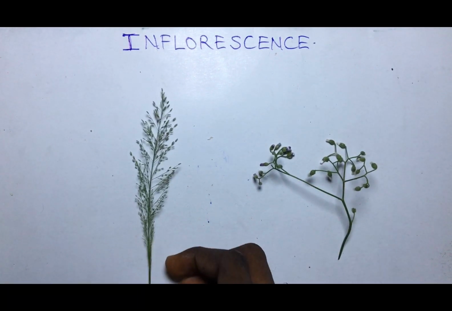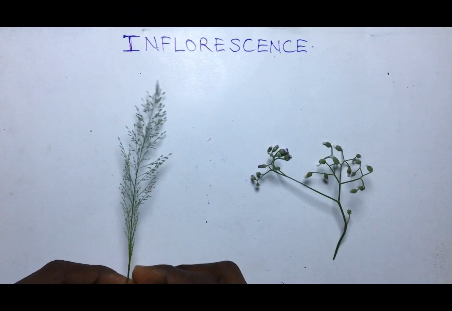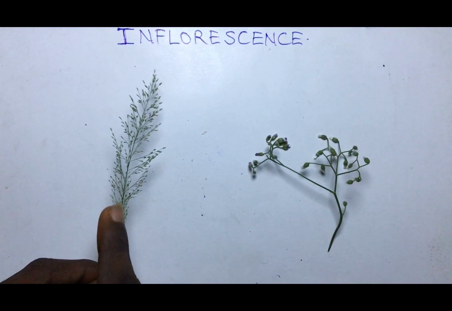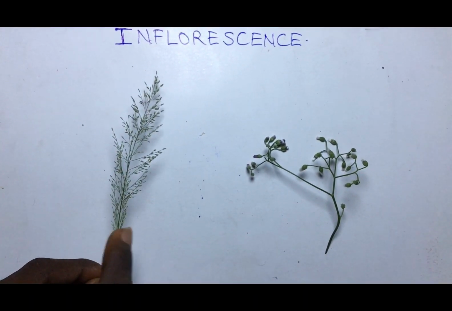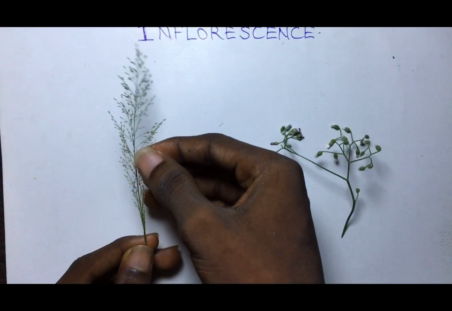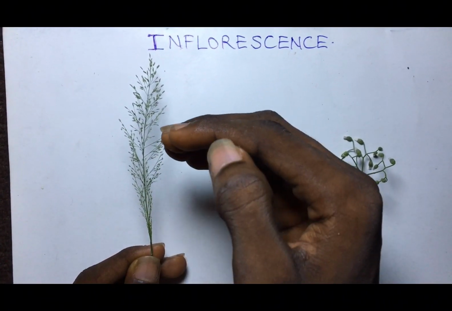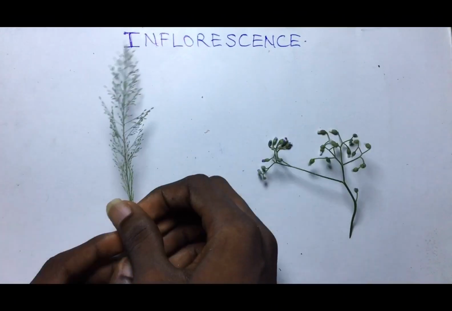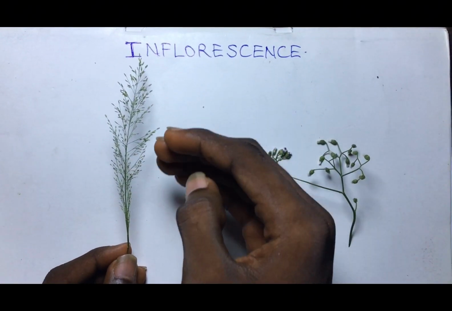So in a racemose inflorescence, in this type of inflorescence, the main axis does not end in a flower. As you can see, the main axis is continuous, that is, the growth is continuous, but the flowers are produced or developed on the lateral axis in acropetal succession. That is, the older ones are found lower compared to the younger ones that are found on top of them. That is, the lower ones are older than the upper ones, as you can see.